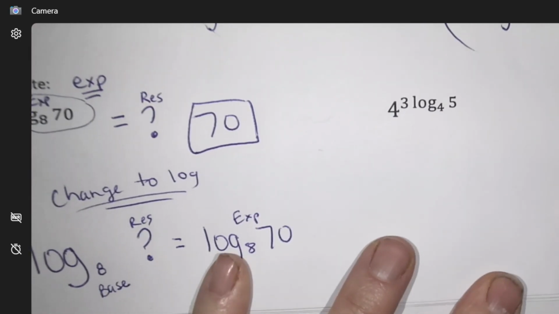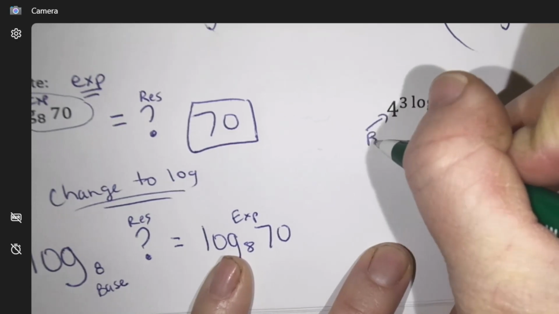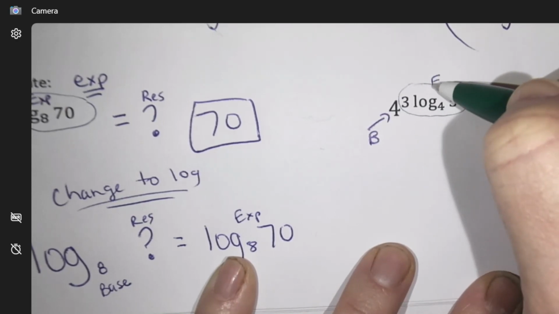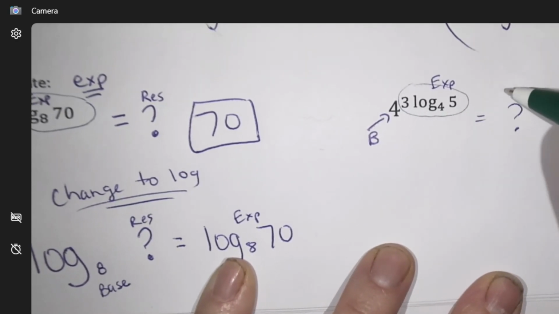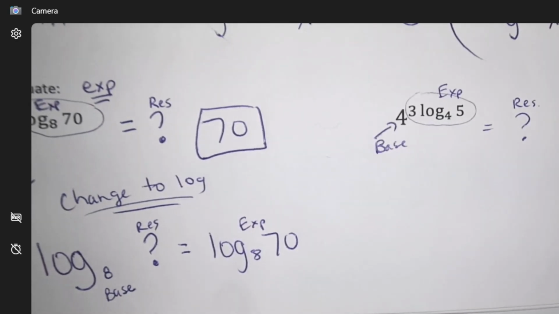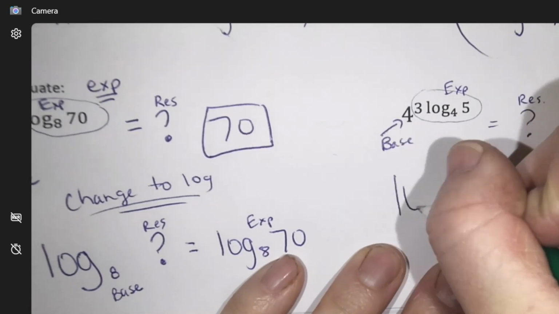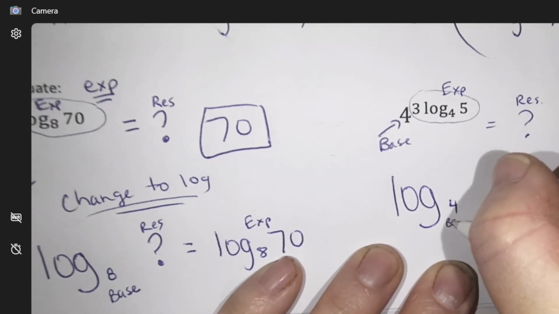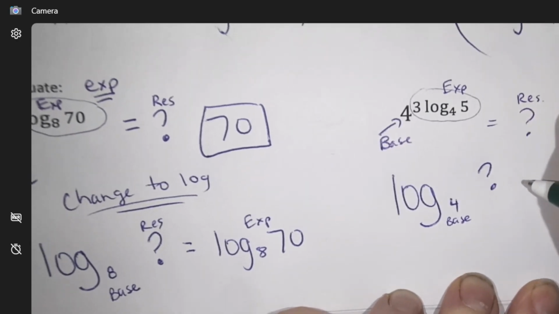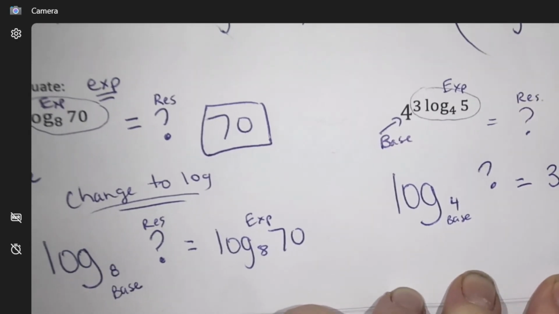Okay, so this is the exact same thing. So that's the base. This is the exponent. Base, exponent equals result. So I want you to change it to a log. So log of, put the base, put the results, equals exponent.